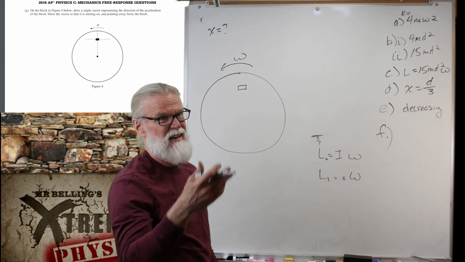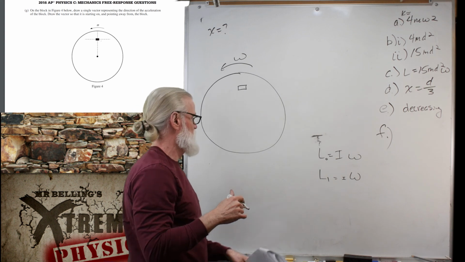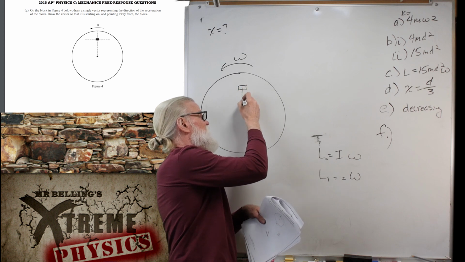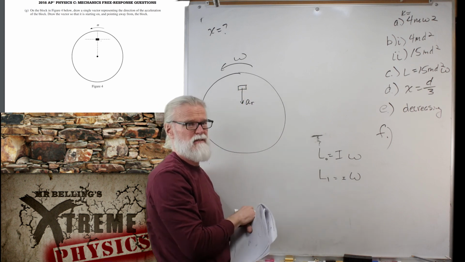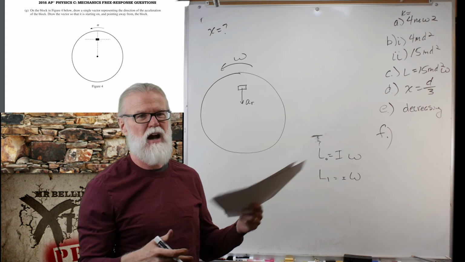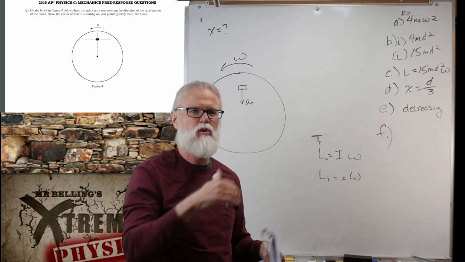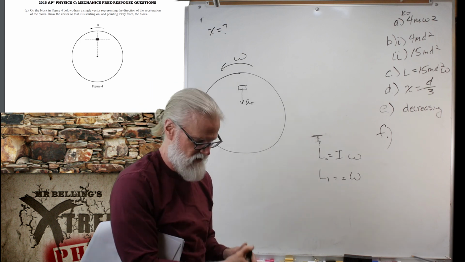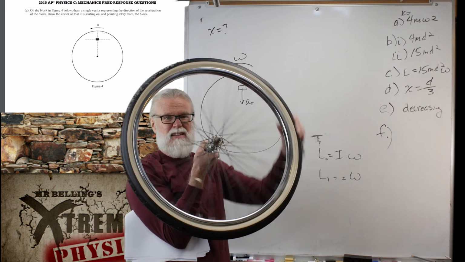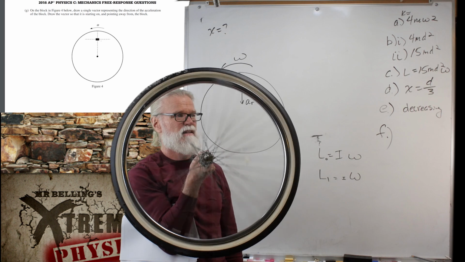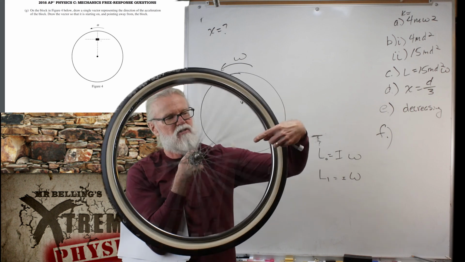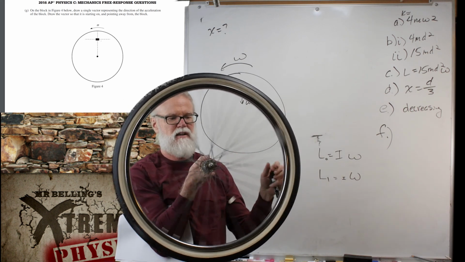So, number one, it's going in a circle. So, does it have a radial acceleration? Yes, because it's going in a circle. So, it has a radial acceleration. Now, the question is, does it have a tangential acceleration? Is it speeding up or slowing down as it goes towards the center? As it goes towards the center, this wheel is going at a constant speed. If you're starting here, you're going at a certain speed. What happens to your speed as you go towards the center?